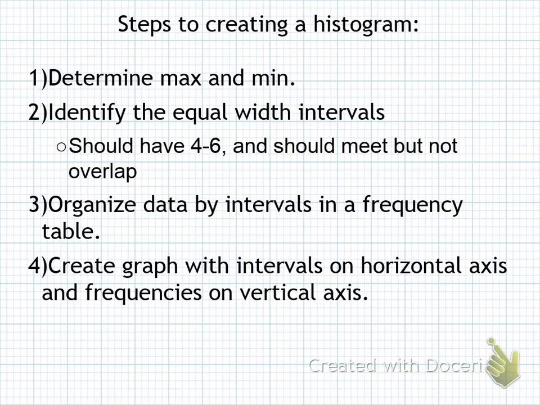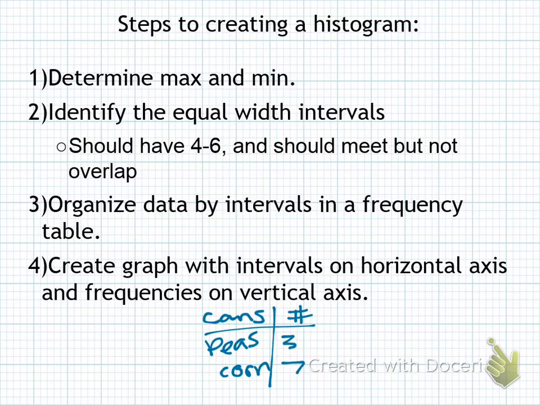Then you're going to want to organize the data by intervals in a frequency table. We talked about frequency tables; that was the first thing that we did, right? We had the different cans, peas, corn, and we counted up: there's 3, there's 7. It's going to be like that, but instead of words, it would be scores. From 70 to 79, there were 3 people. From 80 to 89, there were 7 people. So the frequency table will have intervals and then how many data points fall into each interval.